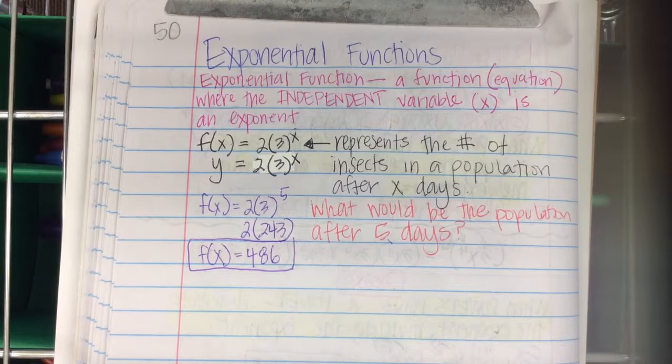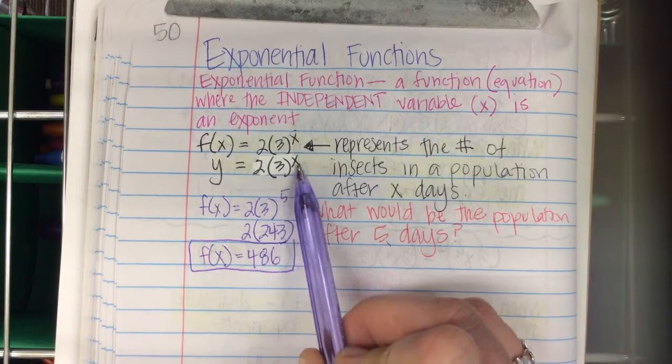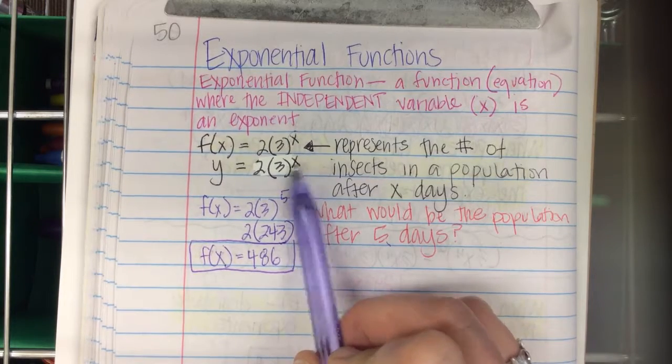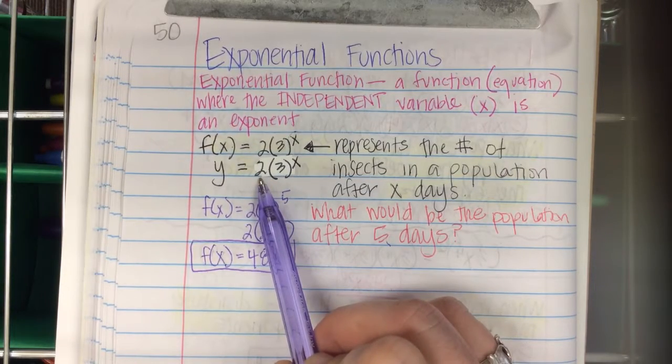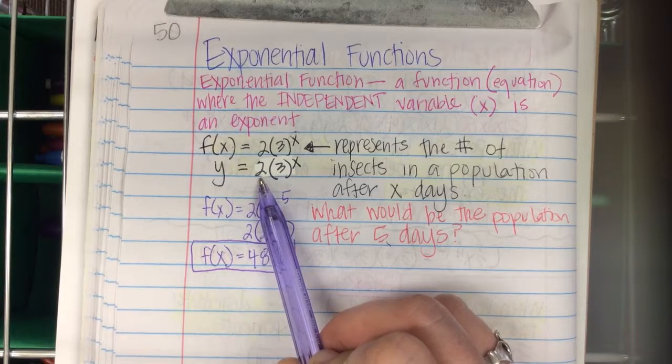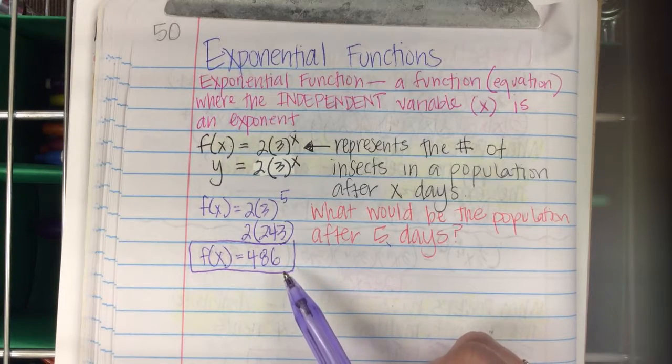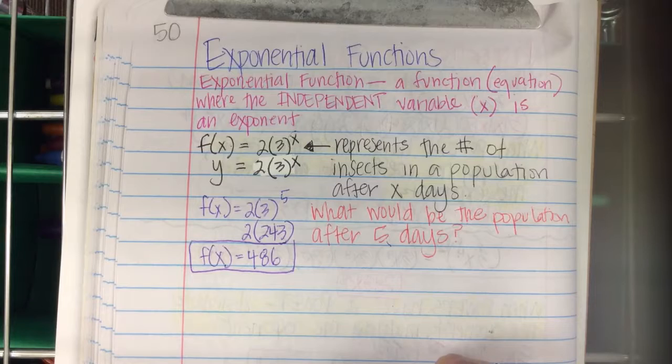On the first day, you had how many insects? Can you figure that out? First day, day number 1, how many insects did you have? 6. 3 to the first power is 3. Times 2 is 6. On day 1, you had 6 bugs. On day 5, you had 486. Did that get big? Did it get big fast? Yes. Exponential functions get big fast.